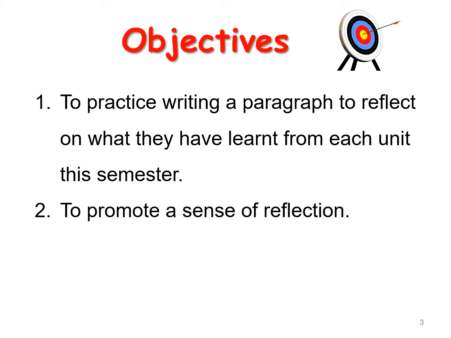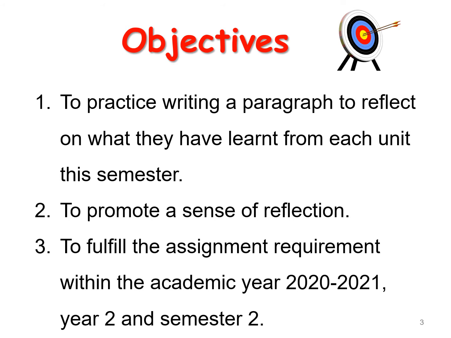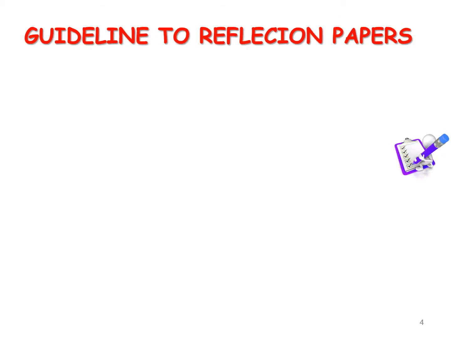And one last, it's really important to fulfill the assignment requirement within the academic year 2020 and 21, year 2 and semester 2. Okay, so we just come up with 3 important objectives of this minor assignment, right? Okay, we just move to the next one about the guideline for the reflection paper.